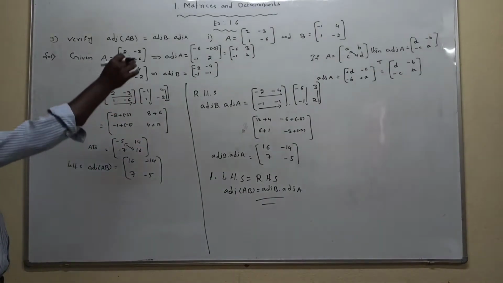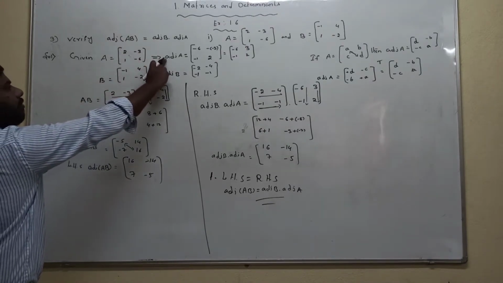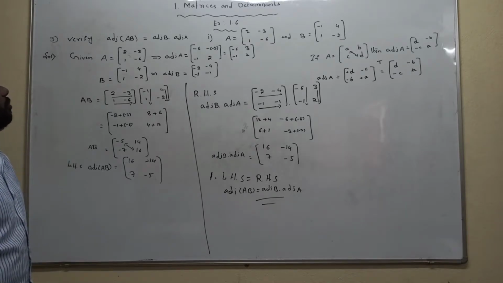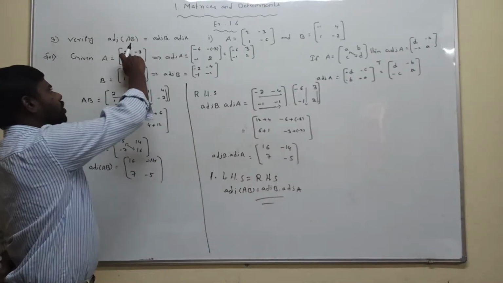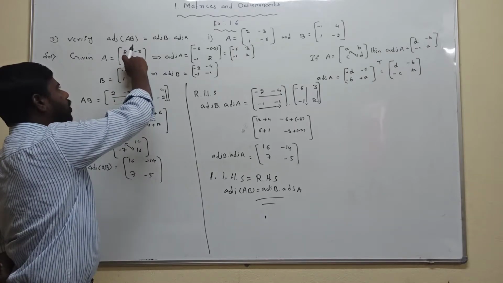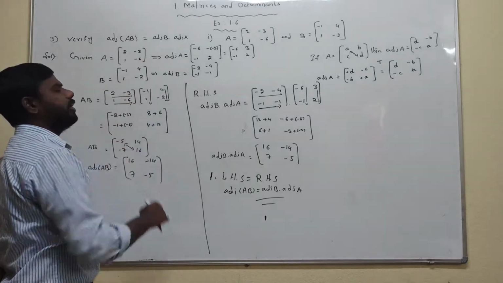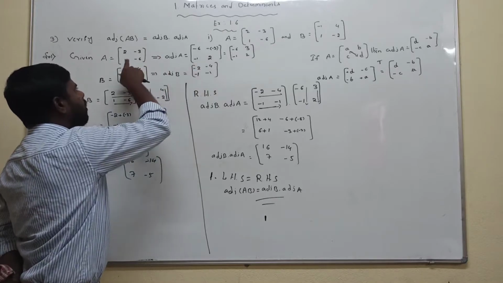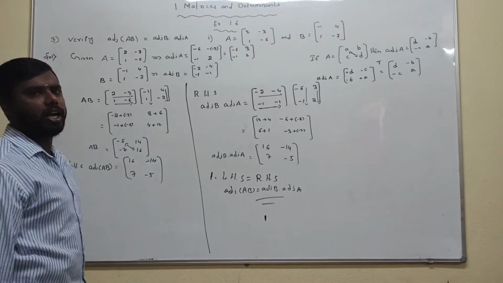Here, first, what are the given matrices? Given matrix A and matrix B. Find the adjoint of A and adjoint of B without using the definition. How to find the adjoint of A: these two numbers are interchanging, meaning the diagonal elements interchange. These two elements do not interchange, you include only a negative. Minus of minus is plus 3, plus into minus 1 is minus 1. So this is the adjoint of A. Like that we need to get the adjoint of B.